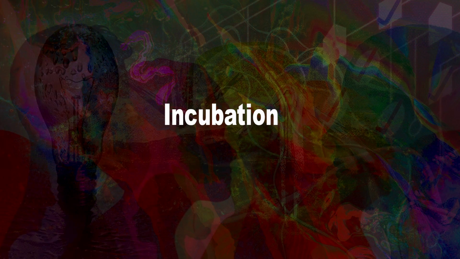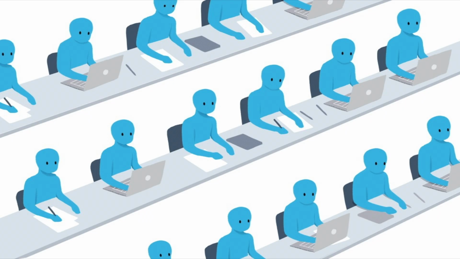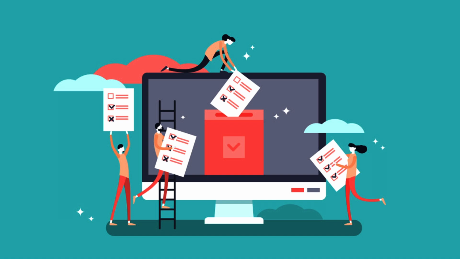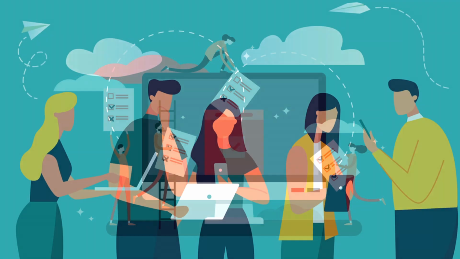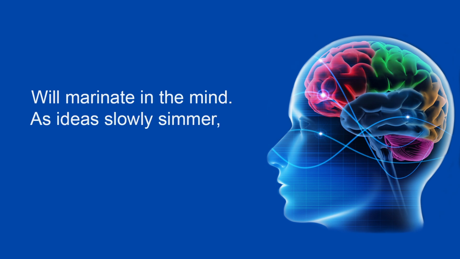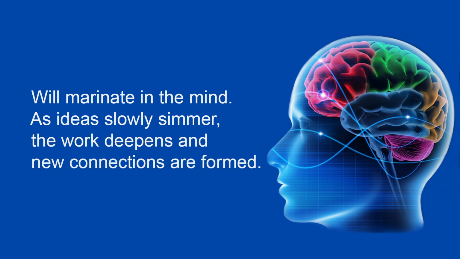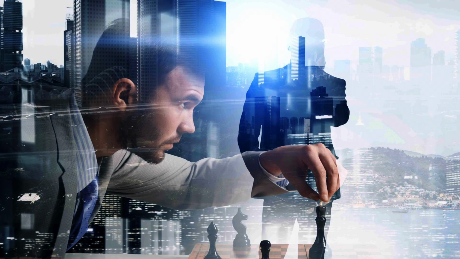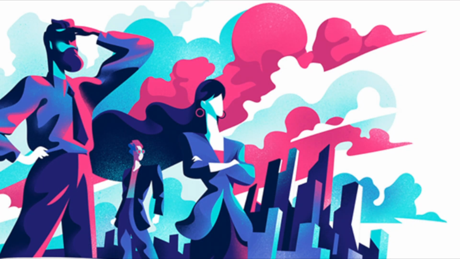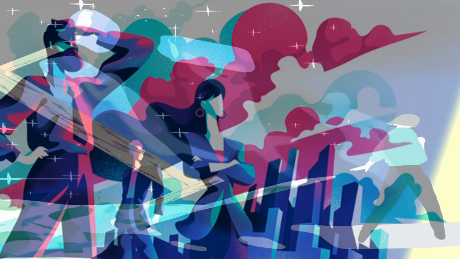Next, stage 2 is incubation. In this stage, the solution exists, but it is not clear. Next, the ideas and information gathered in stage 1 will marinate in the mind. As ideas slowly simmer, the work deepens and new connections are formed. During this period of germination, the artist takes their focus off the problem and allows the mind to rest.